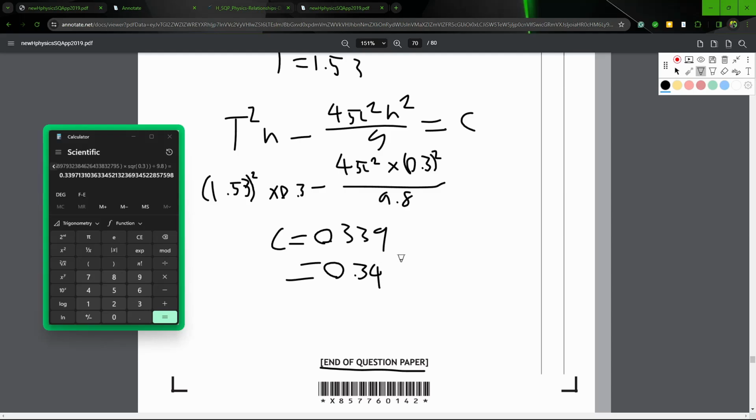And there it is, folks. That is the entirety of the SQA 2019 Physics Higher Pass paper.